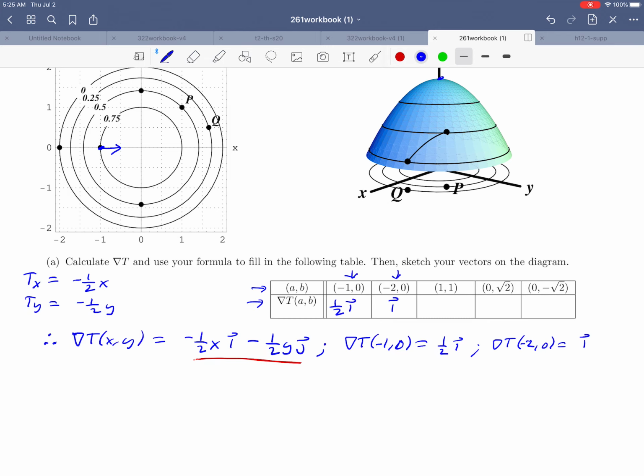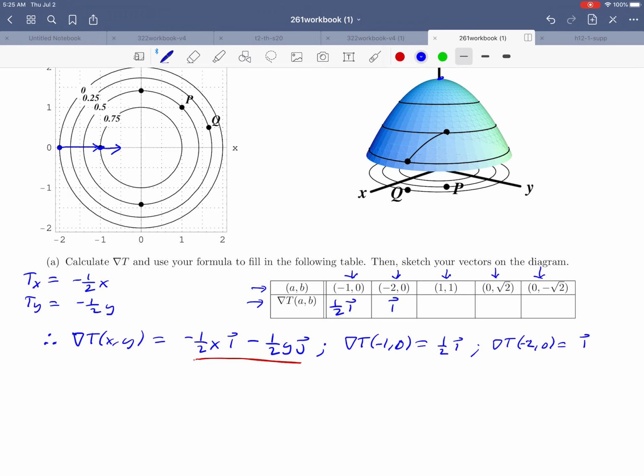Okay, let's do the same thing at (-2, 0). If we find that point, that's sitting over here. And the vector that we want to plot this time is i, so that's going to be a full unit to the right. And there's our gradient vector. Now at this point, I'd like you to pause the video and see if you can fill in the rest of this table on your own and then plot the gradient vectors. It'd be a nice exercise.